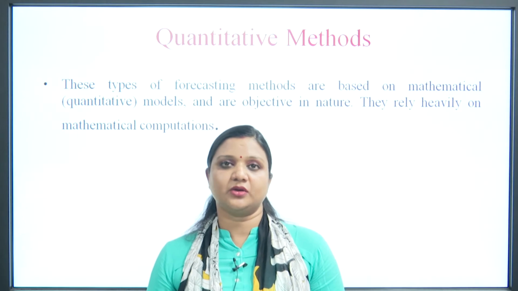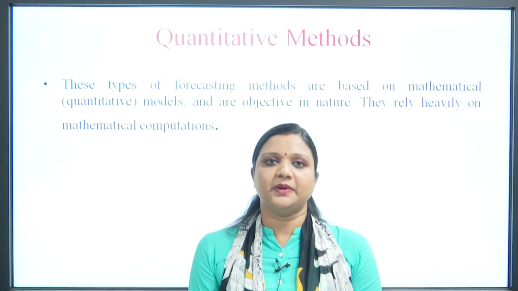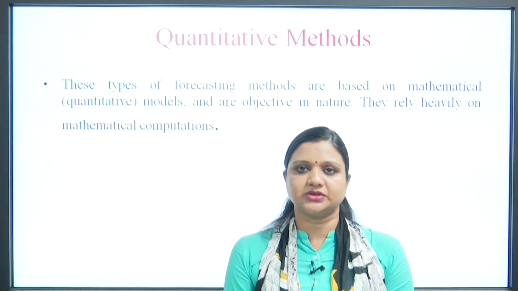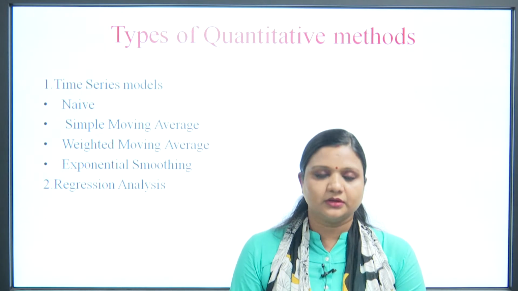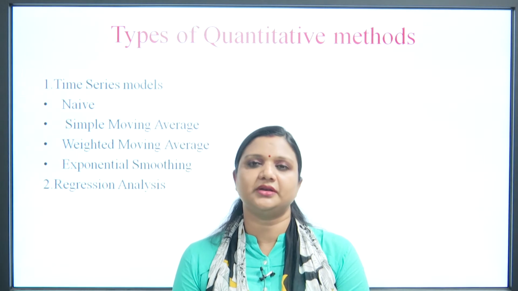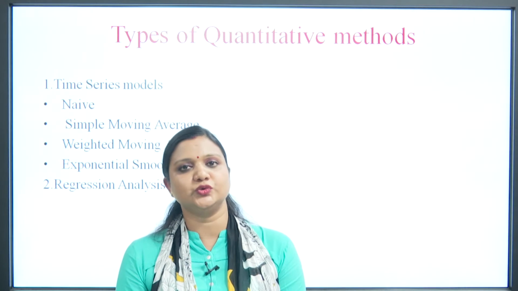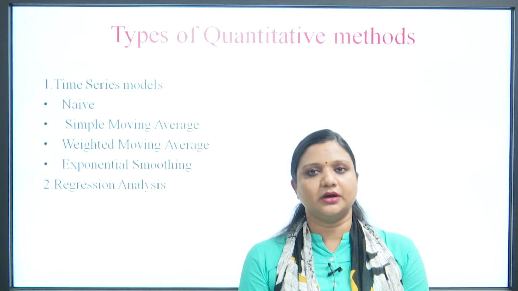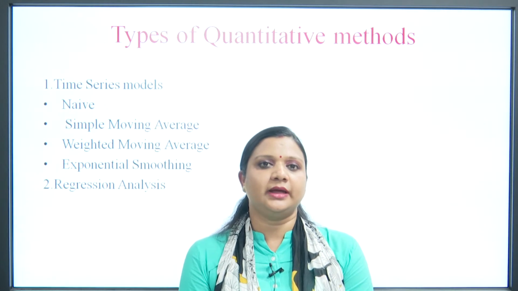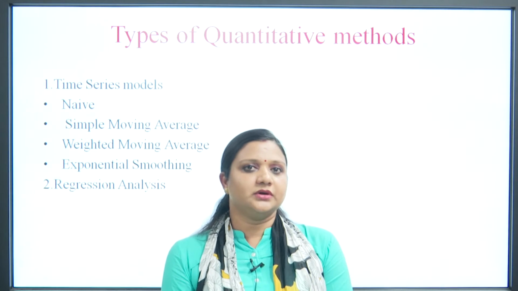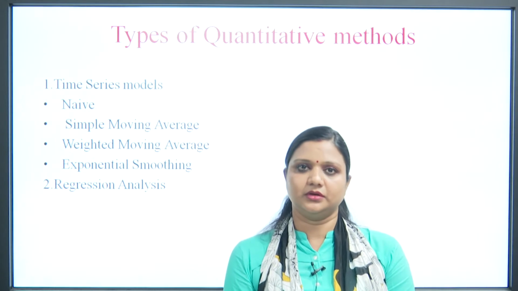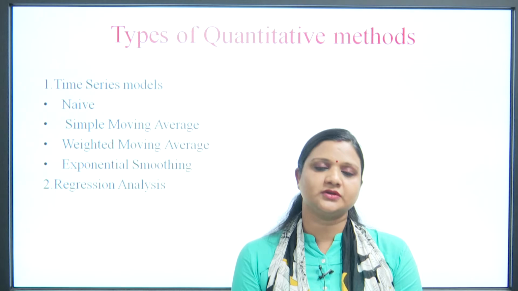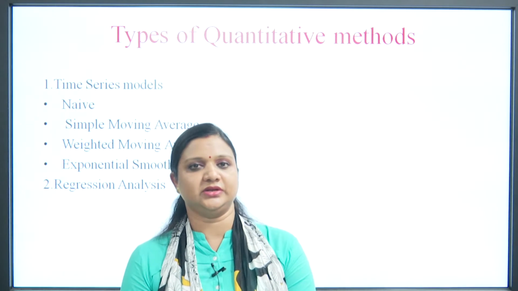the second type of methods are quantitative methods. These are based on mathematical models, are objective in nature, and require calculation and computation based on mathematics. The types of quantitative methods use different formulas and models, and obviously the maths. The first is the time series model and the second is regression analysis. Under time series models, the first is the naive method, the second is simple moving average, the third is weighted moving average, then exponential smoothing, and the last, broader one, is regression analysis.